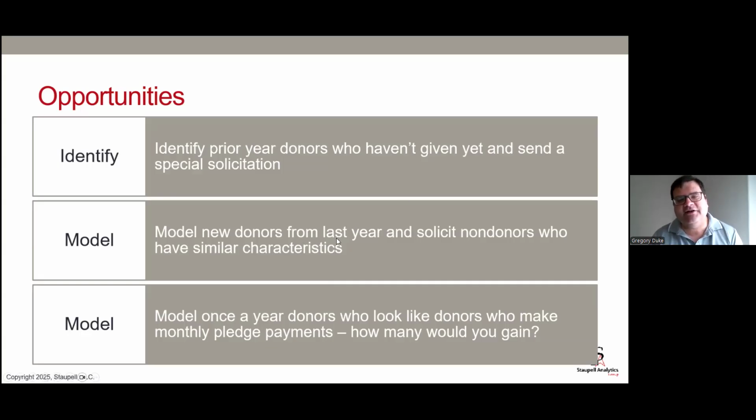The next thing is we want to take a look at who gave for the first time last year. We can do that in another visualization in Power BI by looking at previous year giving is greater than 0, and giving before 2023 is 0. So who are those new donors? Where did they come from? What were their affinity groups? Can we find any characteristics that they share? And if we can, then let's take a look at people who have never given, those non-donors who share those characteristics.